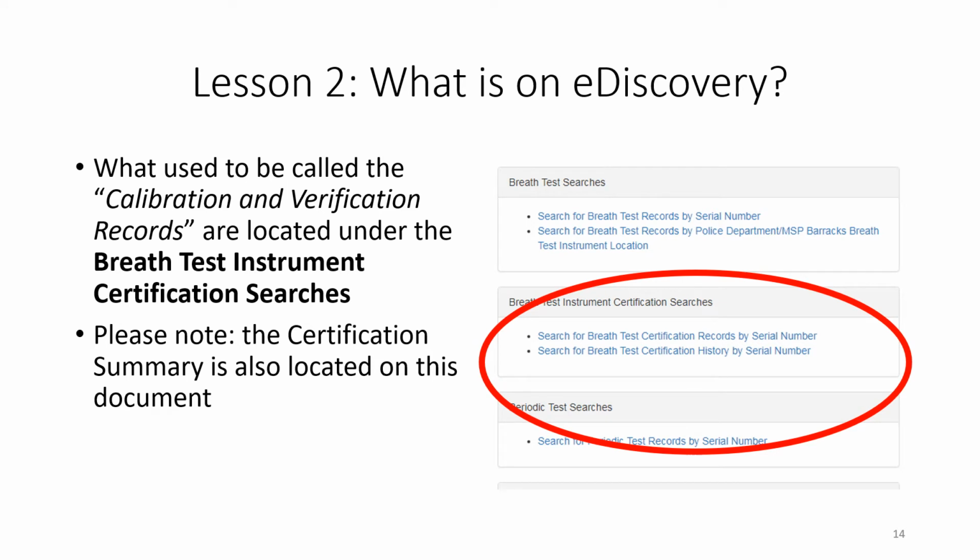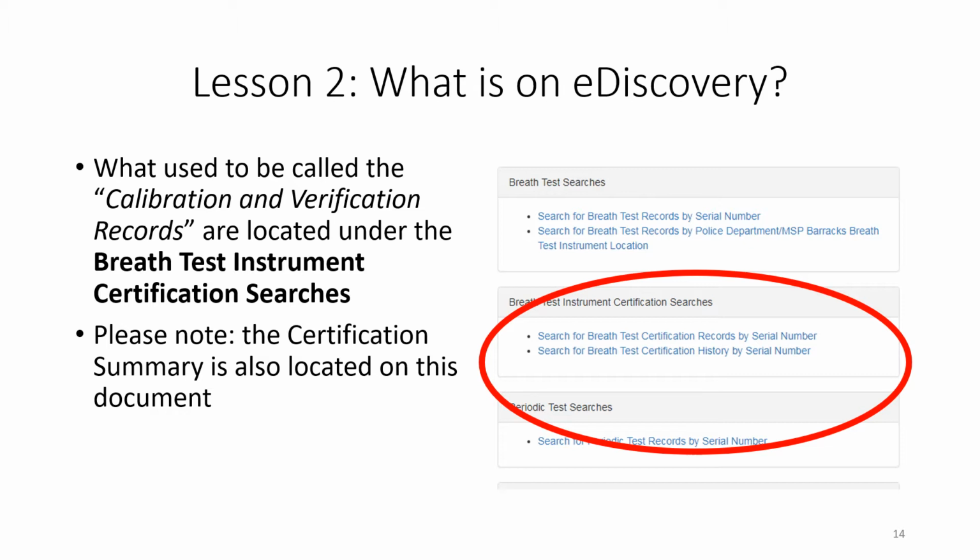The next category of information that's available on the eDiscovery portal is under the search for breath test instrument certification searches. So it's under that hyperlink that says breath test instrument certification searches. So if you're looking for information that used to be called in the older OAT packets, it used to be called calibration and verification records, you can find this same information now by conducting the breath test instrument certification search.